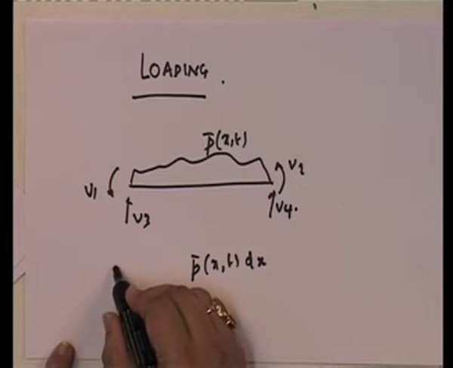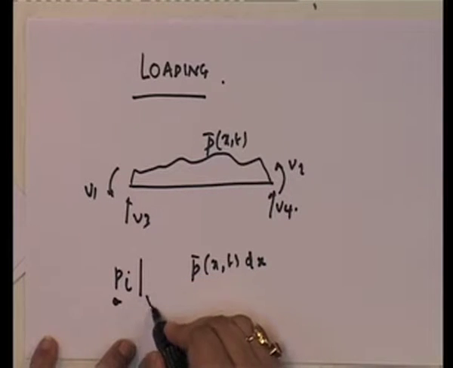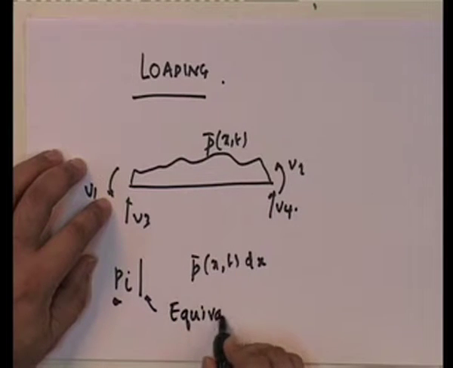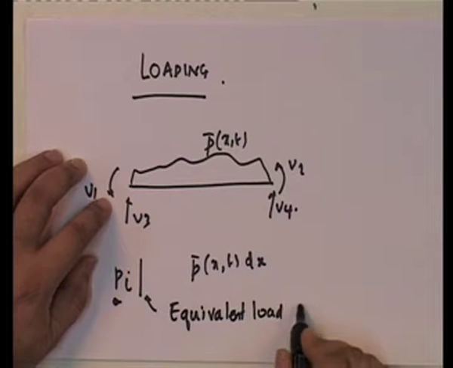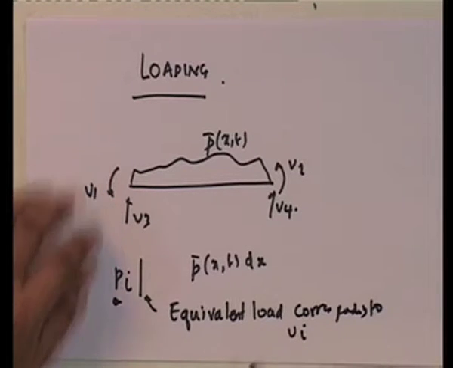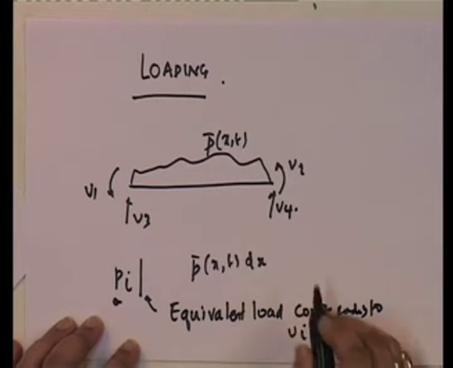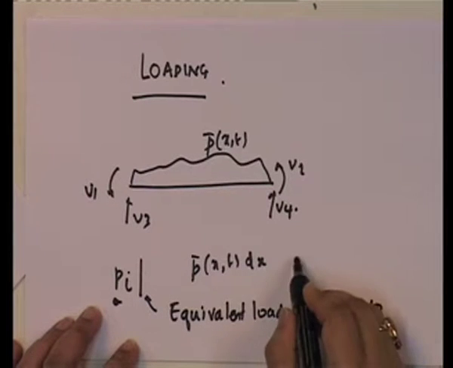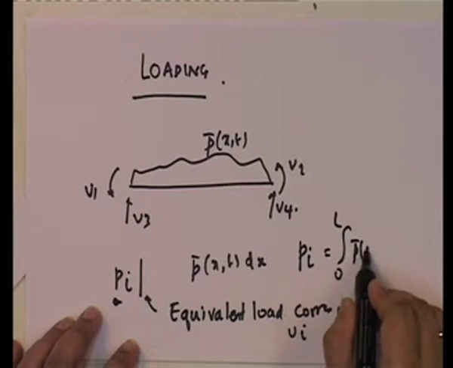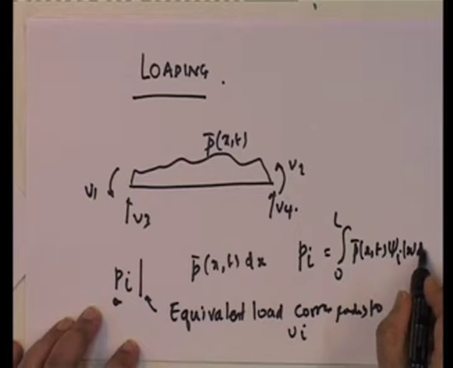If I want to find out P I, what is P I? P I is the equivalent load corresponding to the degree of freedom V I. So, if this is the load per unit length, then using the formulation, you will see that P I is nothing but the integral over the whole length of p bar x of t into xi I x dx.